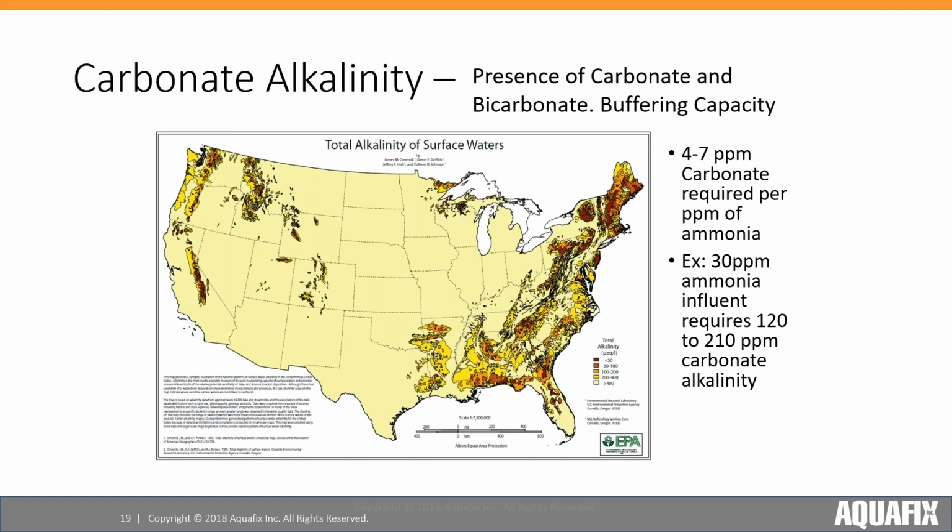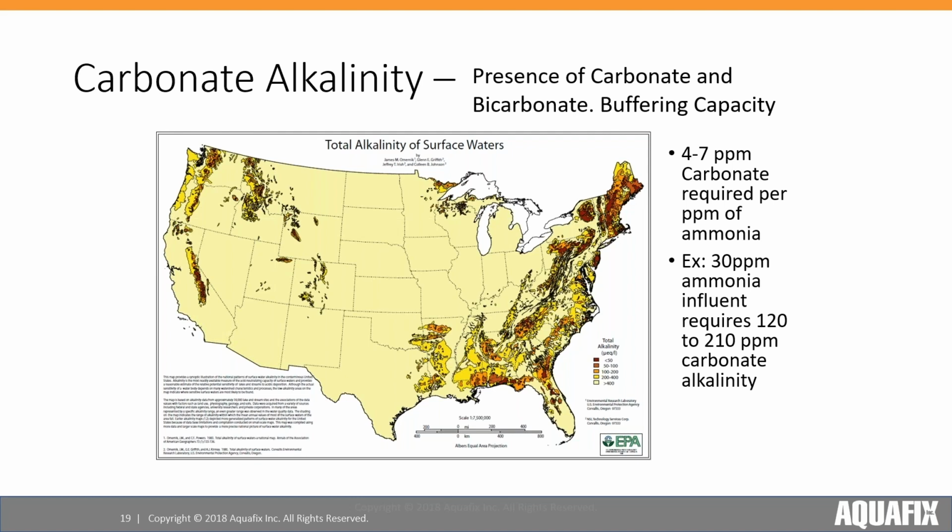Alkalinity is essential for the autotrophic nitrifiers, since the carbonates and bicarbonates are their primary carbon source. However, all of the alkalinity, including the hydroxides, helps to neutralize acid production, which is in that first step where ammonia is oxidized to nitrite. It generates some acid. So nitrifiers typically need 4 to 7 parts per million of carbonate per 1 part per million of ammonia entering the treatment plant. To put that into terms, as an example, a standard municipal wastewater plant may get 30 parts per million of incoming ammonia, and it will take 120 to 210 parts per million of alkalinity to neutralize the acid being generated from that ammonia.